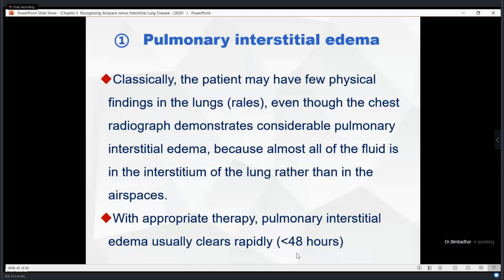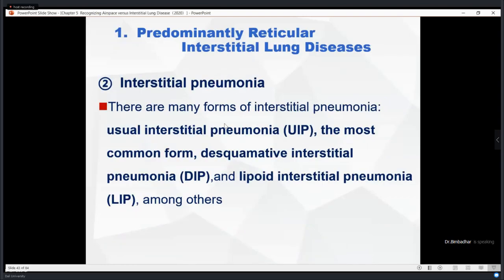And if it is not cleared within 48 hours, yes, I am going to think about some other diseases like tuberculosis, sarcoidosis, etc. Right. Now we'll talk about another thing that is actually called interstitial pneumonias. If you can understand with the name itself, it is somewhat contradictory. I mean to say, the way we understand.